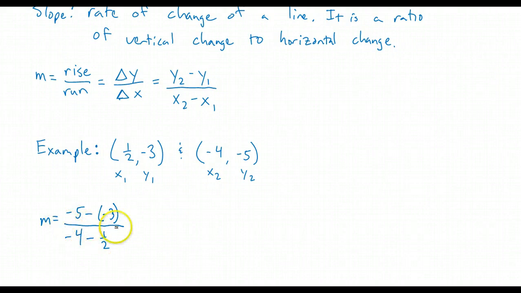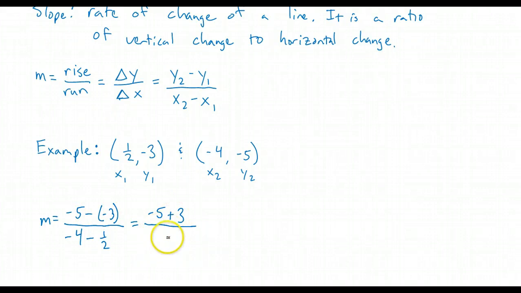Now this fraction bar is a grouping symbol. It says do all the work in my numerator and all the work in my denominator and then divide. So I'm going to do that. -5 minus -3 is -5 plus 3. Subtracting a negative is the same as adding.